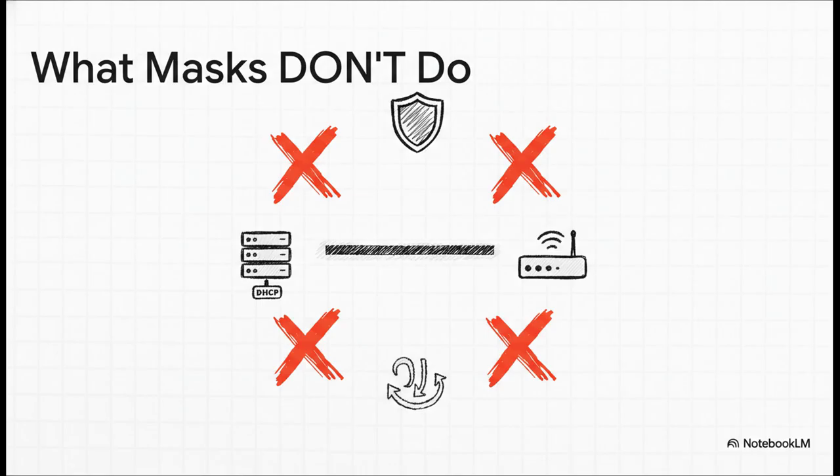Now, it's also really important to understand what subnet masks don't do. They only draw the boundaries. They do not assign IP addresses. That's the job of something called a DHCP server. They don't route traffic themselves. That's what a router does. And they definitely don't provide any security on their own. All a subnet mask does is draw the map that all these other systems use to do their jobs correctly.